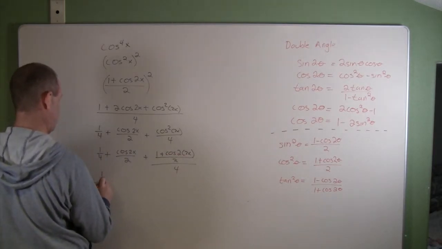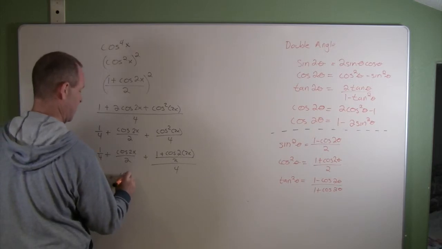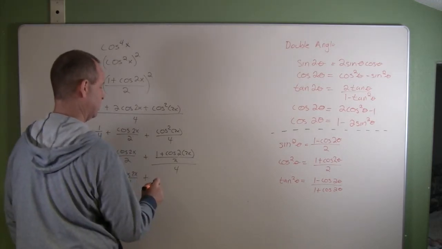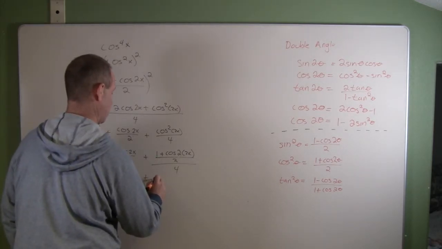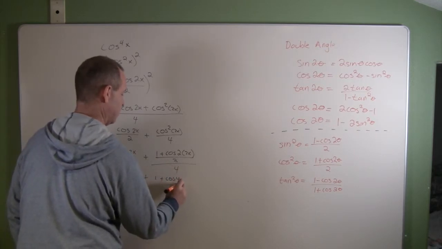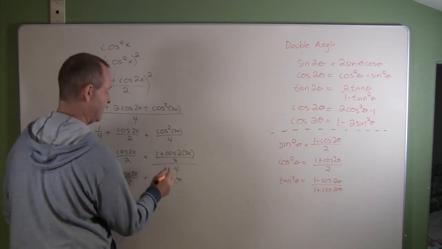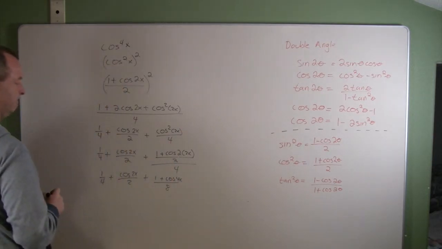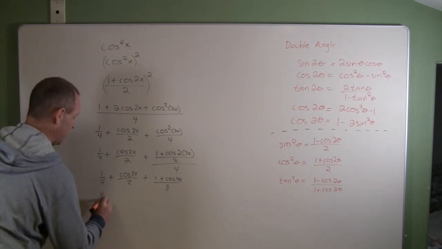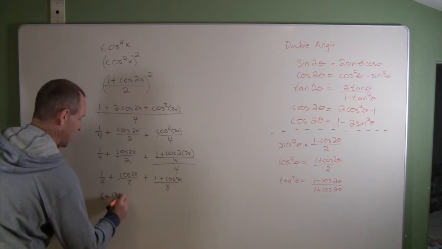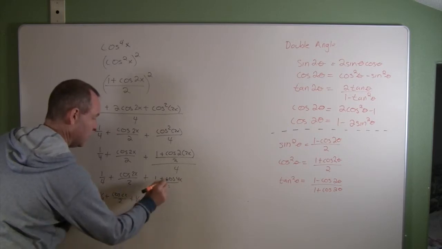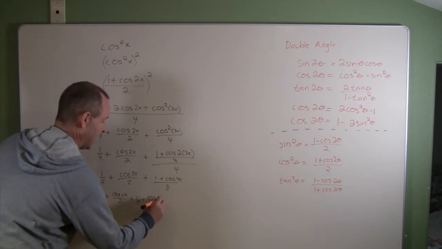So let's go one time through again. 1/4 plus cosine of 2x over 2 plus, let's just do it this way first, 1 plus cosine of 4x. And then I'll invert and multiply, so that becomes over an 8. I can break this fraction up just like I did a little while ago. So 1/4 plus cosine of 2x over 2 plus 1/8 plus cosine of 4x over an 8.